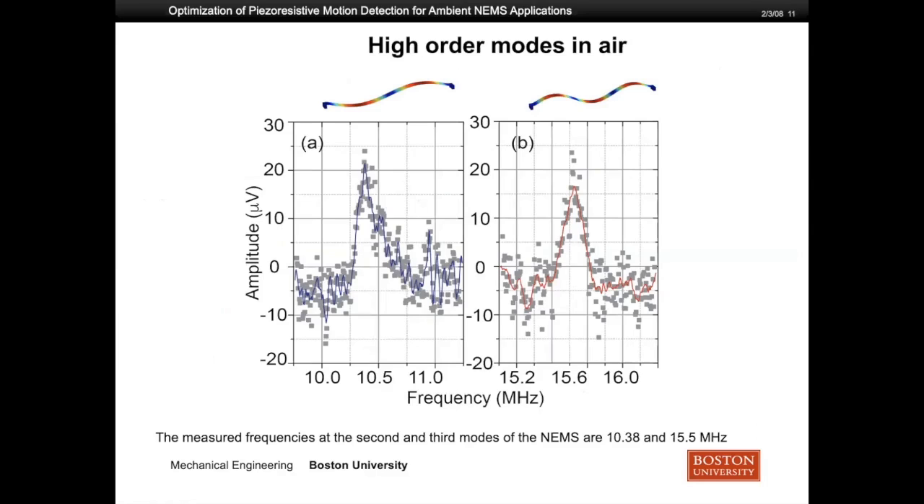Lastly is our measurement of the high order modes in ambient air. Figures A and B show the amplitude as a function of frequency for the second and third mode. This amplitude is obtained after background reduction. The resonant frequencies measured here for the second and third mode are 10.4 and 15.5 megahertz. That is almost 2 or 3 times the resonant frequency of the NEMS device, which is 5.2 megahertz. The reason is that our double clamped beam is under high tension, so it behaves more like a string. You can see this also agrees with our experiment data.